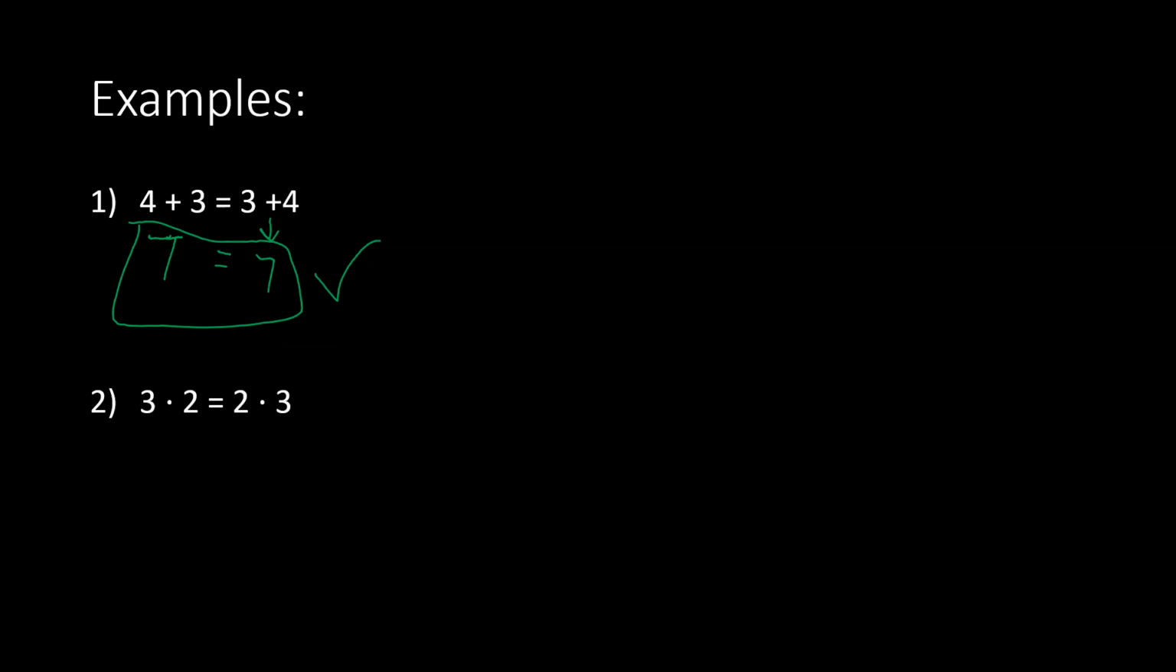Now we can look at the multiplication version. So we have 3 times 2, and that is 6. Now let's see what 2 times 3 is, and that is also equal to 6. So as you can see, these two are equal and the multiplication version works.